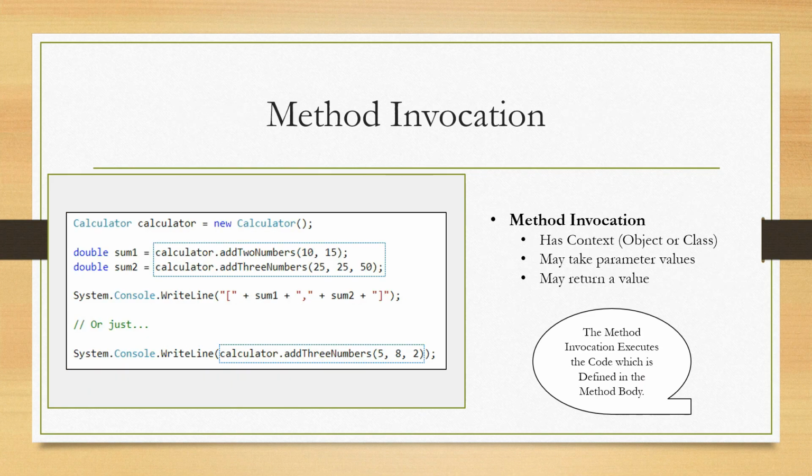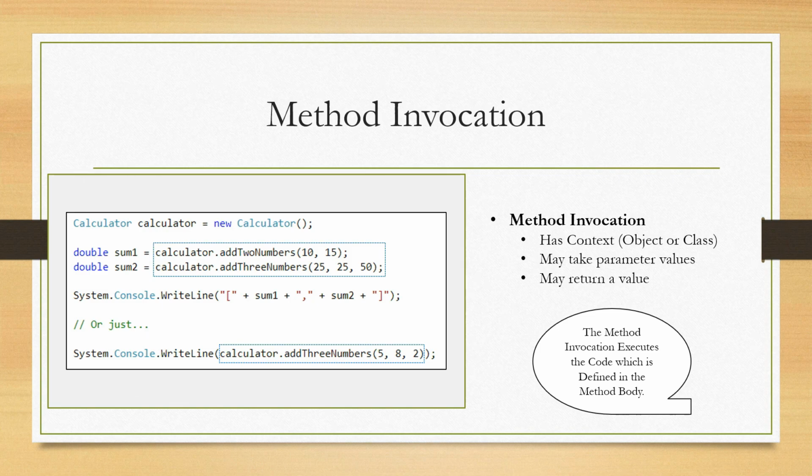Method invocation, this should be no surprise since we've already done functions. The only difference is, if we look at the two lines of code, double sum 1 equals add two numbers 10 and 15, sum 2 equals calculator dot add three numbers 25, 25, 50. The only difference here between when we were working on functions and this is that we have calculator dot, which is exactly what we've been talking about. It's no longer just a function. It's now a method that is being executed by a very specific object.